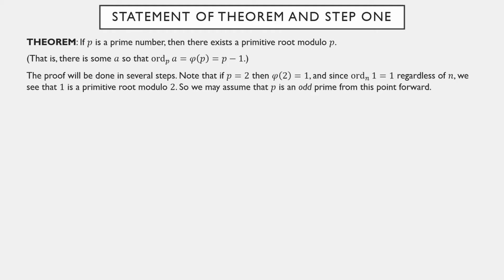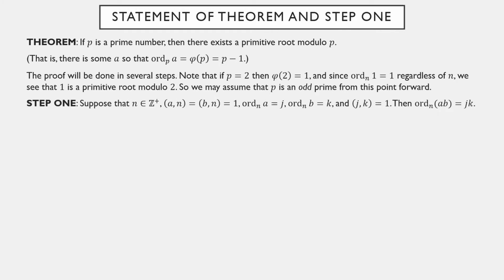Note, if p is 2, remember 2 is always a special prime because it's the only even prime, then phi of 2 is equal to 1 and the order mod n of 1 is equal to 1. So 1 is a primitive root mod 2. Therefore, 2 has a primitive root. So from this point forward, we're going to assume that p is an odd prime.